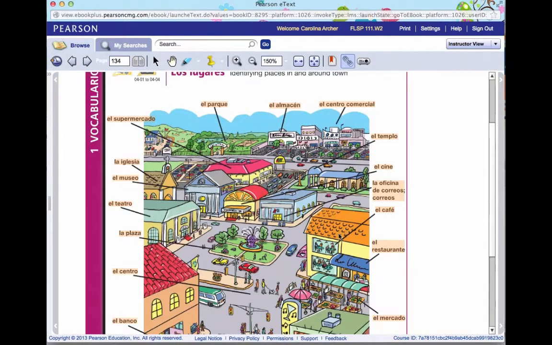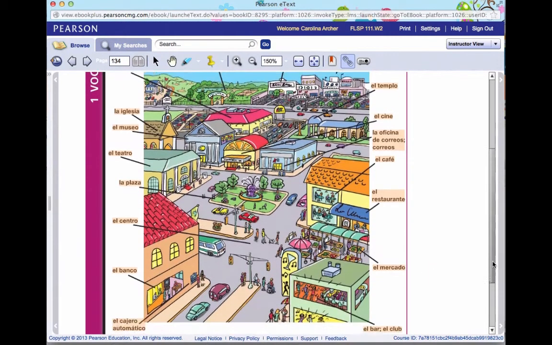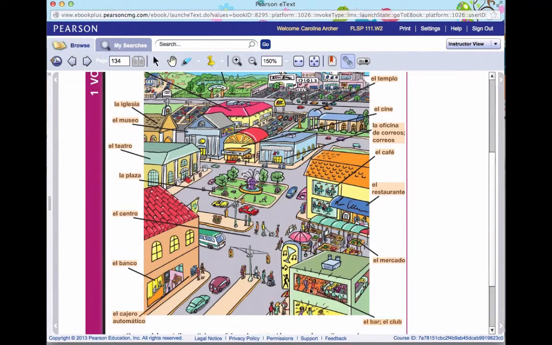El café, the coffee shop. El café. El restaurante is a cognate. El mercado, that's a market, like the picture we saw in the first page. El mercado. El bar o el club, okay, this is a place, like a club or a place where you go dancing. El bar o el club.